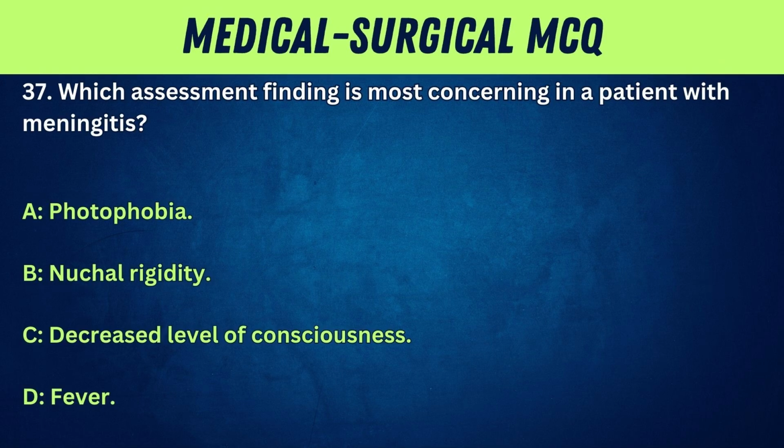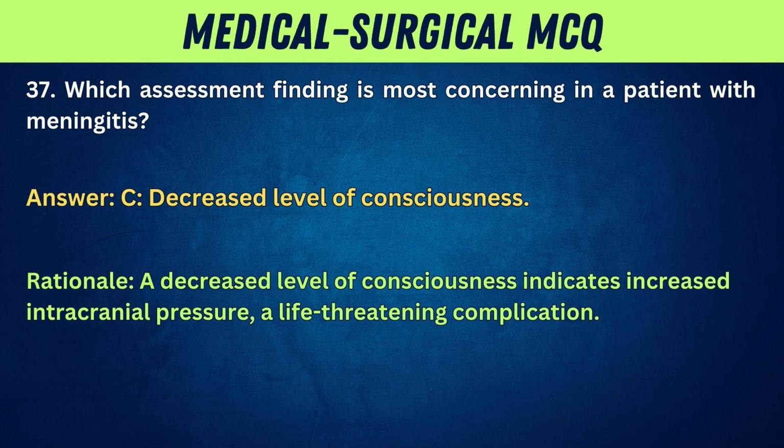37. Which assessment finding is most concerning in a patient with meningitis? A. Photophobia. B. Nuchal rigidity. C. Decreased level of consciousness. D. Fever. Answer: C. Decreased level of consciousness. Rationale: A decreased level of consciousness indicates increased intracranial pressure, a life-threatening complication.